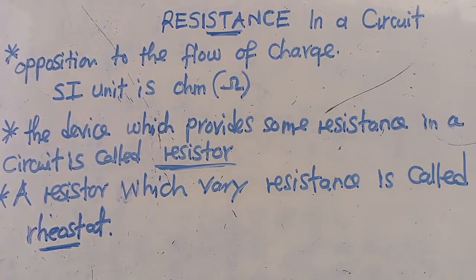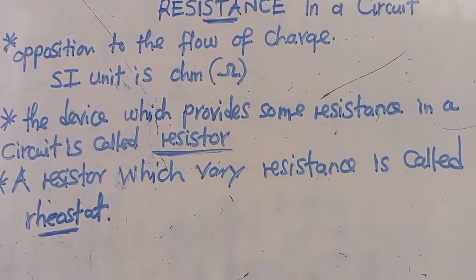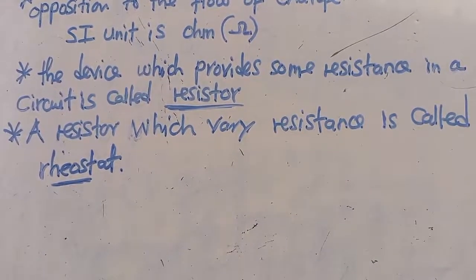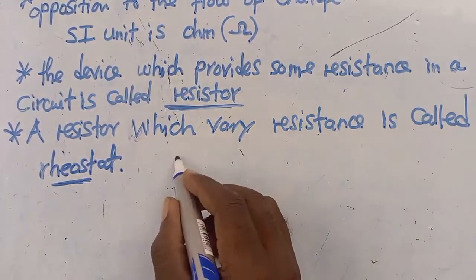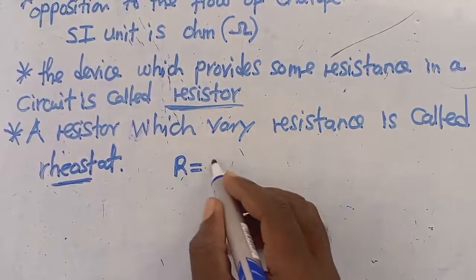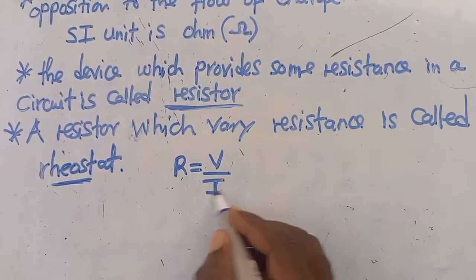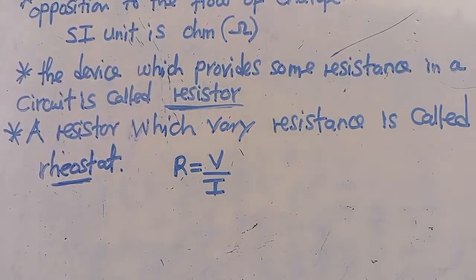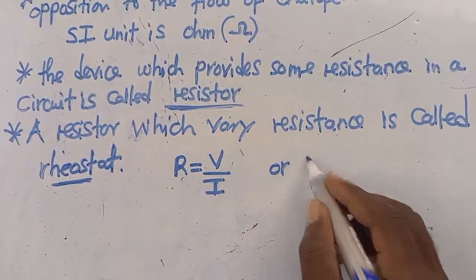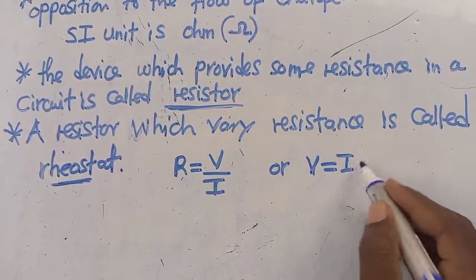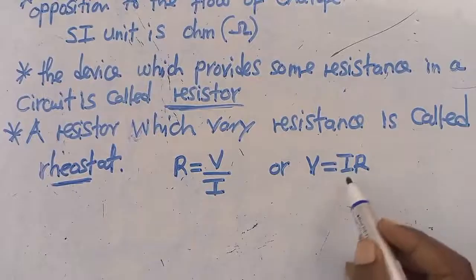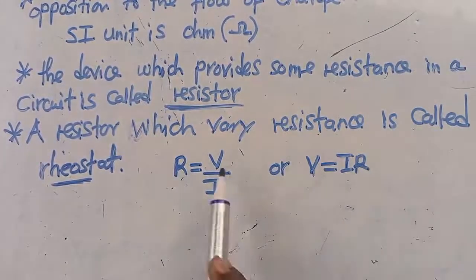If you are given a question, it is at this point that we are now going to introduce some formulas and some circuit diagrams. You discover that resistance is equal to voltage over current. This is a particular formula we use. Or we can say voltage is equal to current times resistance. If you make resistance the subject of the formula, that's when we come up with this particular formula.